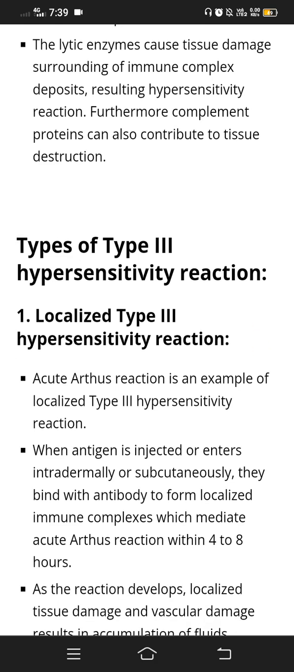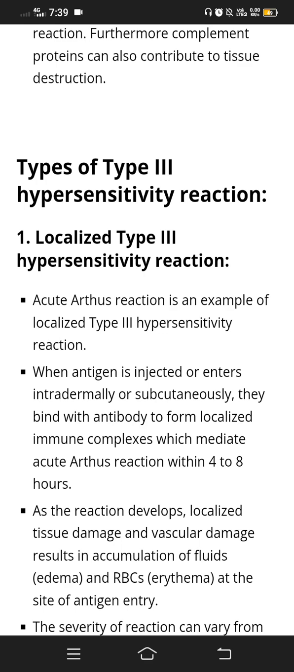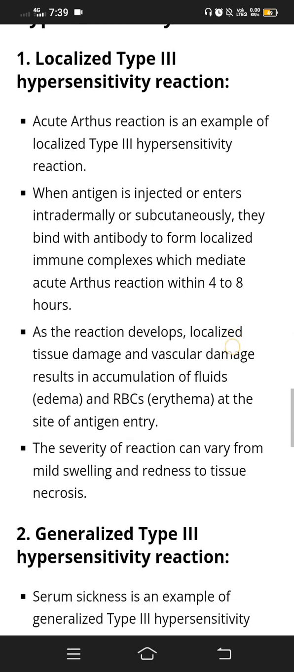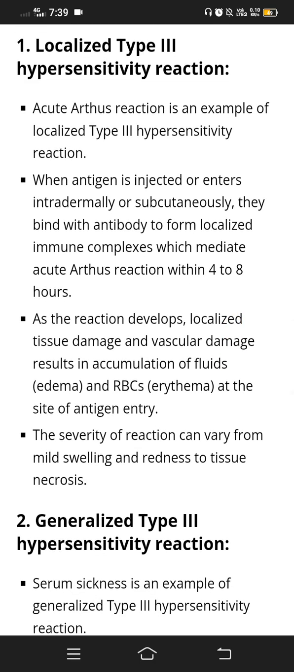Localized type 3 hypersensitivity reaction. Arthus reaction. The Arthus reaction is an example of a localized type 3 hypersensitivity reaction. When antigen is injected or enters intradermally or subcutaneously, it binds with antibody to form localized immune complexes, which mediate the Arthus reaction within 4 to 8 hours.